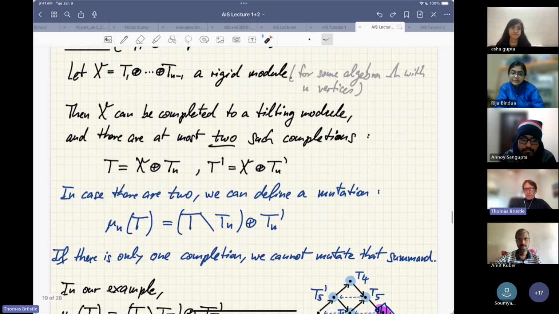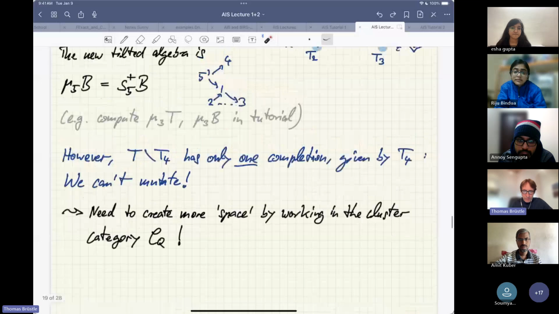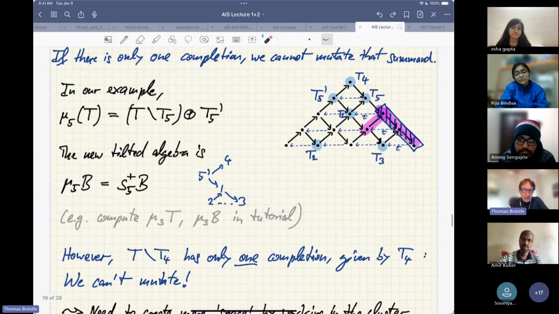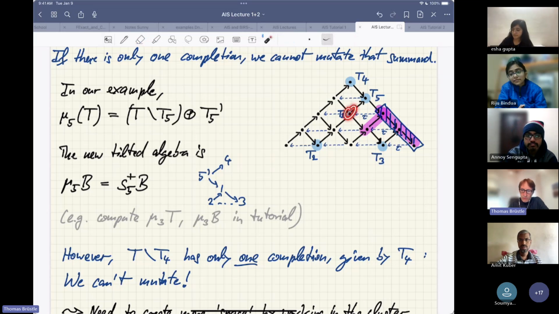However, from the cluster perspective, this raises a problem. There's an issue here. Namely, what if we have only one completion possible? We considered one such example. Say we have 1, 2, 3, 4, 5 indecomposables in a quiver of type A5. This is the good number. They form a tilting module. But if I want to mutate T4, then I see there's no space left.